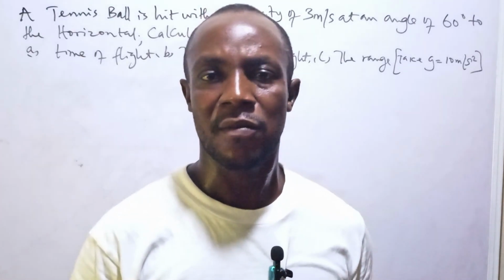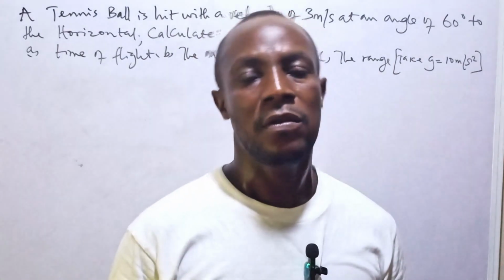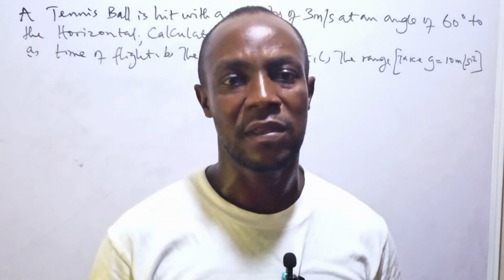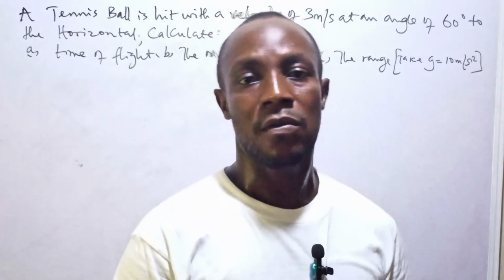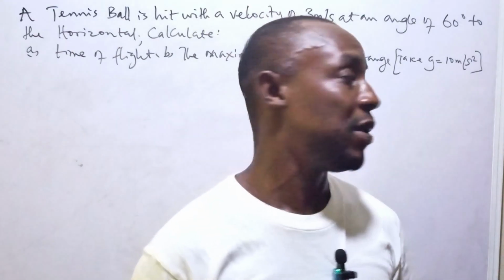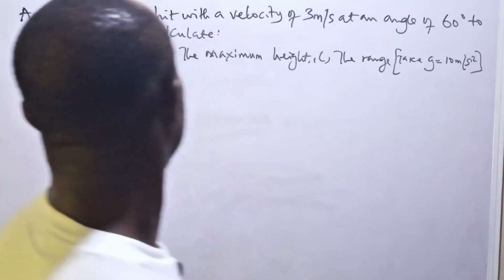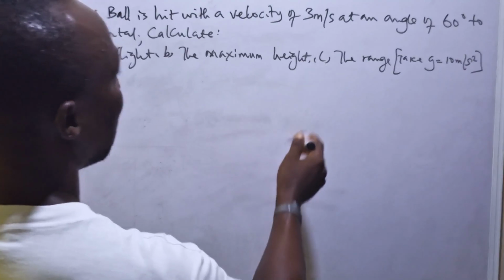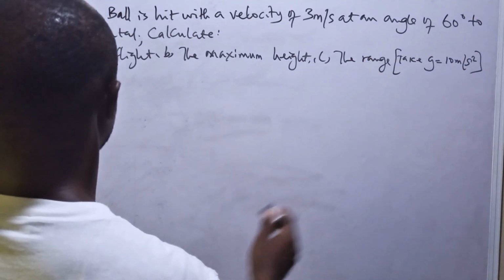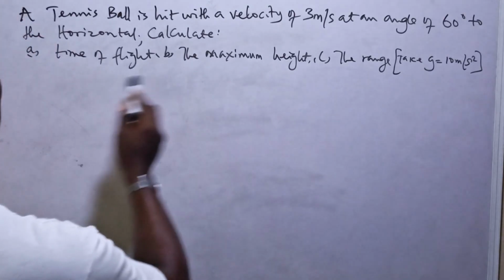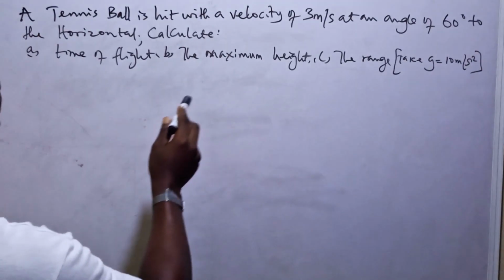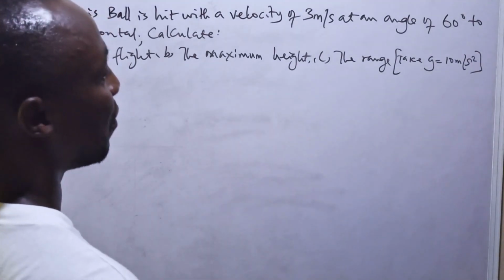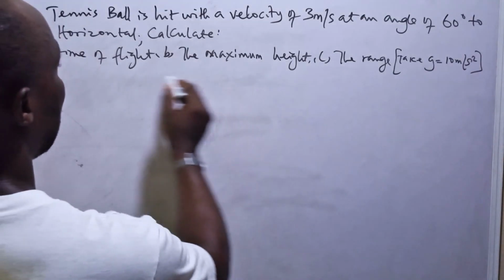Today, we'll be solving problems on projectile using the formula that I gave in the previous class. And please, if you have not watched it, endeavor to watch it so that you understand better what we are doing. Now, we have here that a tennis ball is hit with a velocity of 3 meters per second at an angle of 60 degrees to the horizontal. The question is to calculate A, the time of flight, B, the maximum height, and C, the range. Take G, the acceleration due to gravity, as 10 meters per second squared.